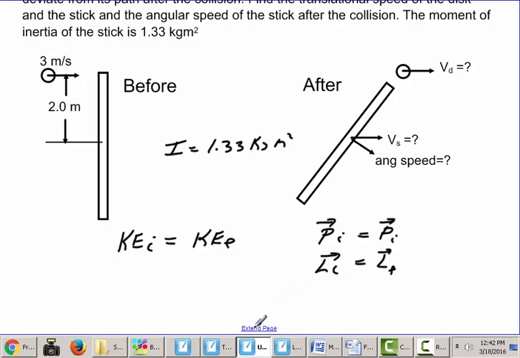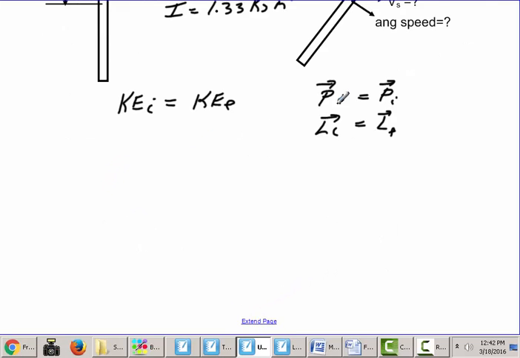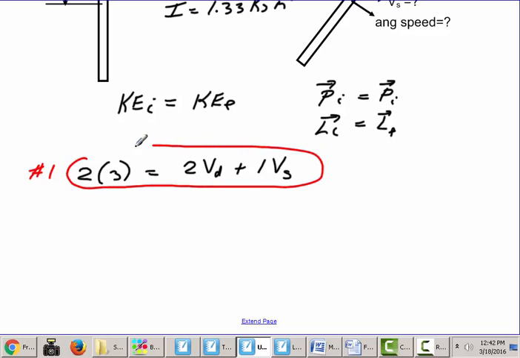All right, so let's go ahead and do this. We'll do our linear momentum first. I will have the mass, which is 2 kilograms, multiplied by its velocity of 3. That must be equal to the mass times the velocity of the disk plus the mass of the stick times the velocity of the stick. That's our first equation right there.